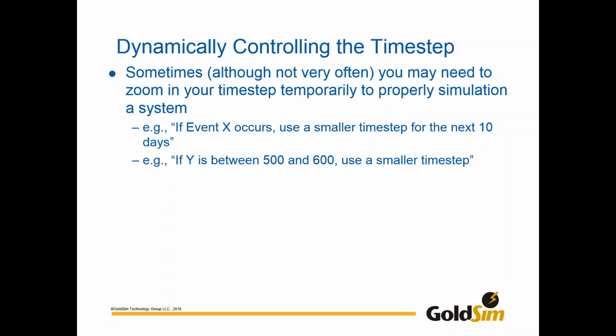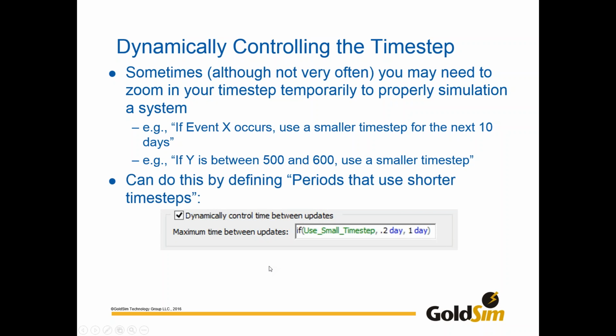Or if a particular variable in my model is between 500 and 600, I want to use a smaller time step. I don't know when it's going to be between 500 and 600 when I build the model, but if it ever is, I need to use a smaller time step. So GoldSim provides this capability, and what you literally do in GoldSim is in a dialog, you specify what the maximum time between updates is.